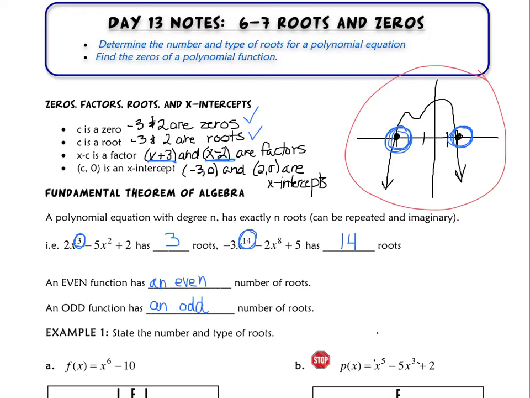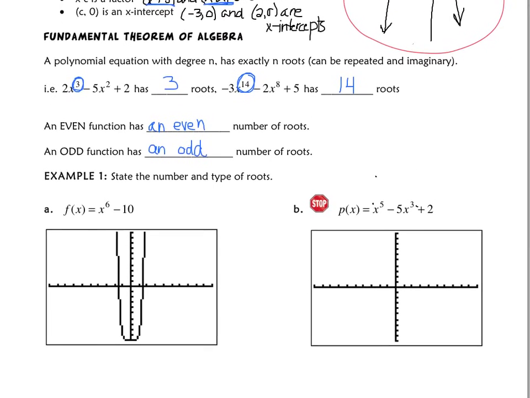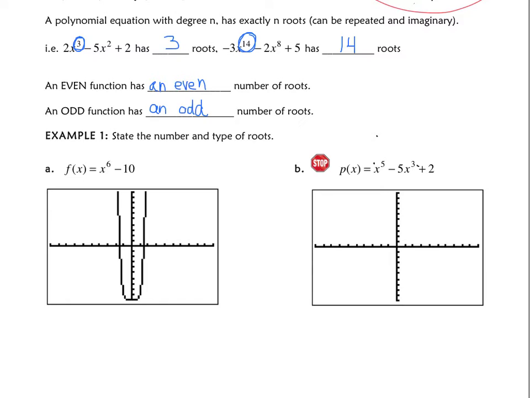Okay, so for our first example here, we're going to state the number and type of roots. And the way we would do that is we have f of x equals x to the 6th minus 10. Hopefully you realize that x to the 6th, because that degree is 6, it has 6 roots total. So the way that we're going to figure out the type of roots that it has is you're going to plug this equation in on your calculator, and you would get the picture that I have here. Kind of looks like a parabola, and you look for where this graph crosses the x-axis. So it crosses here and it crosses there.